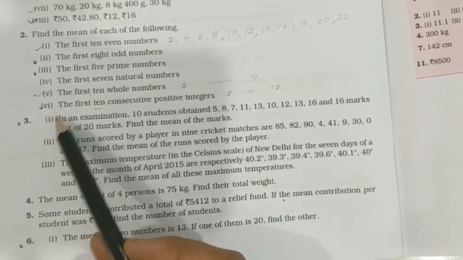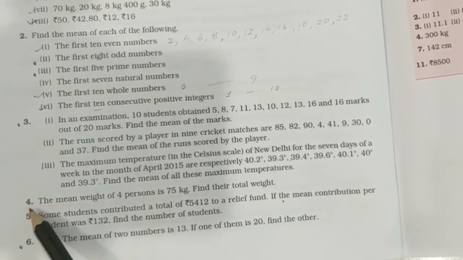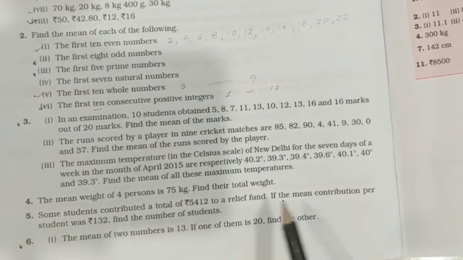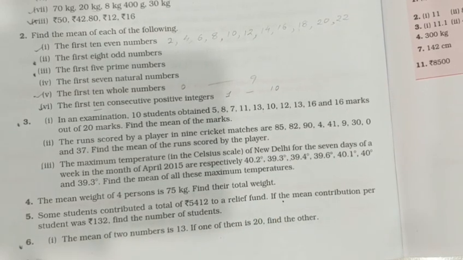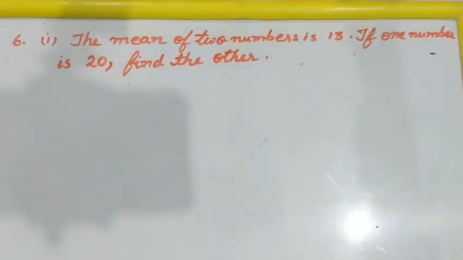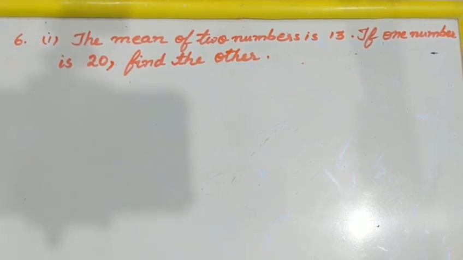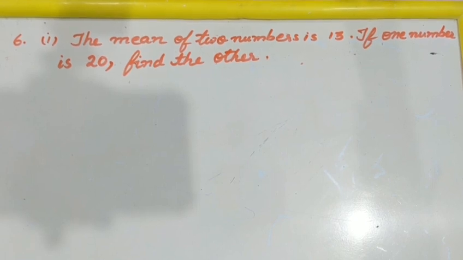Now let's move to question number 6. The third question I have kept for your homework. Fourth I have already explained. Fifth already explained. Now let's do question number 6, first part. Question number 6, first part is: if the mean of two numbers is 13, and one number is 20, find the other.